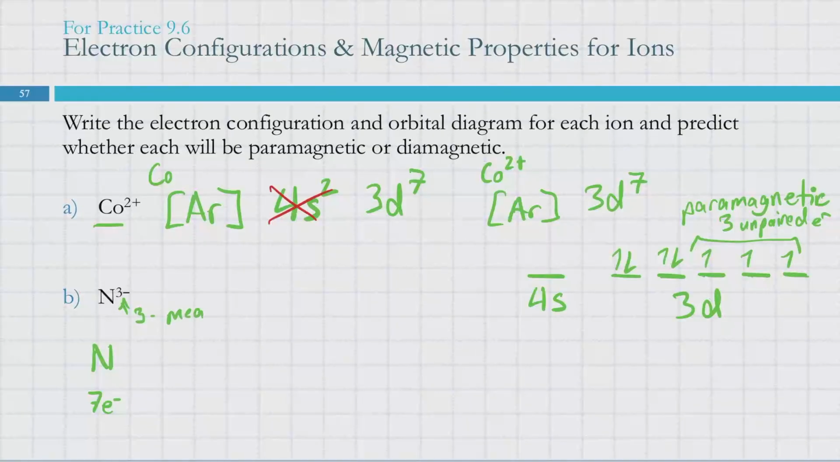Each electron has a 1 negative charge. So 3- means 3 extra electrons, since electrons are negatively charged. So N3- has 10 electrons. And so if we do an electron configuration, we can use our shortcut for helium, which arguably takes longer than just writing out 1s2.